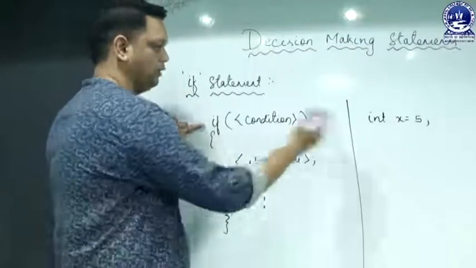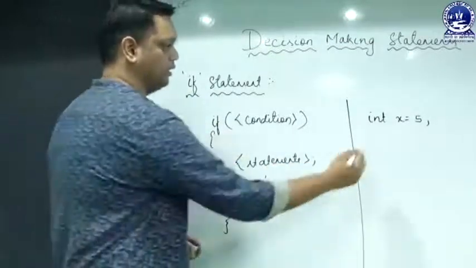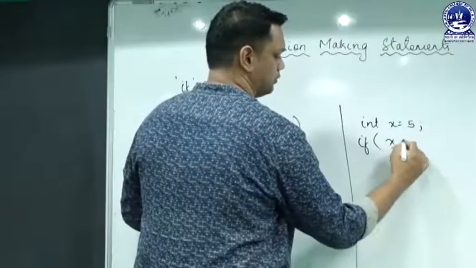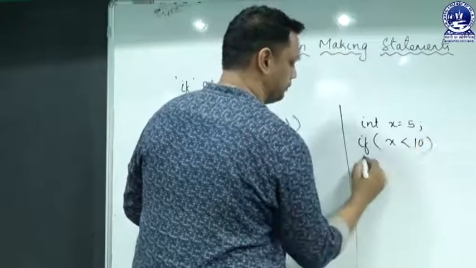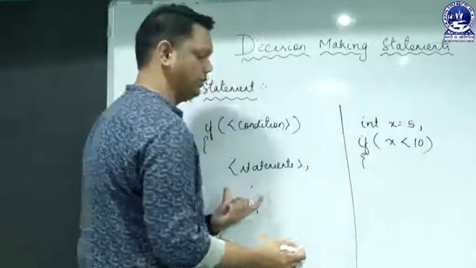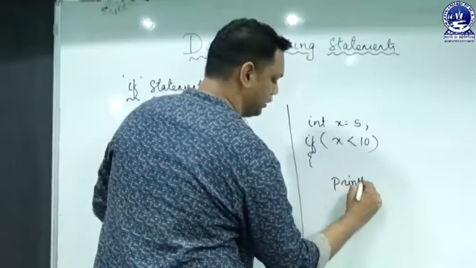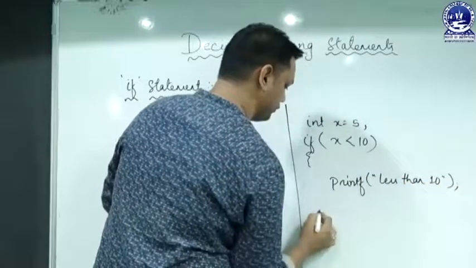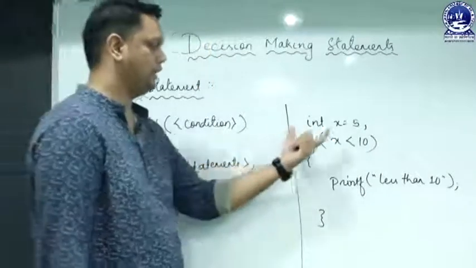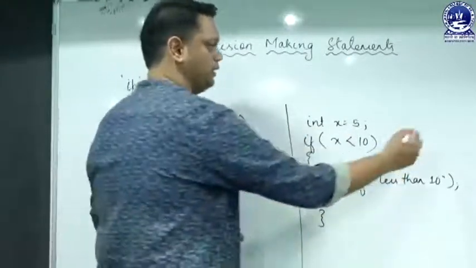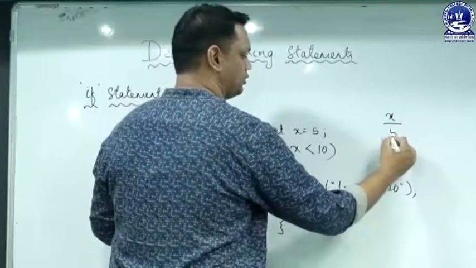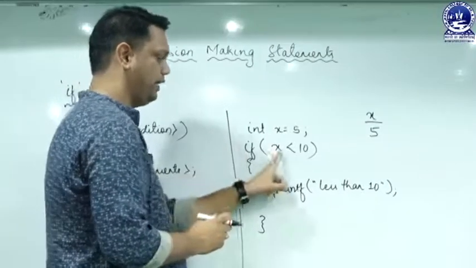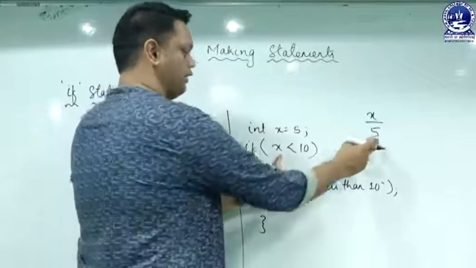Now we will consider the if condition. Suppose I give the condition x less than 10. Now we have statements over here. Suppose I write a statement printf less than 10. Here you can see I have written int x equal to 5. That means it will reserve memory for x and initialize 5 in it. Now the condition comes: if x is less than 10, the value of x is 5, and 5 is less than 10.